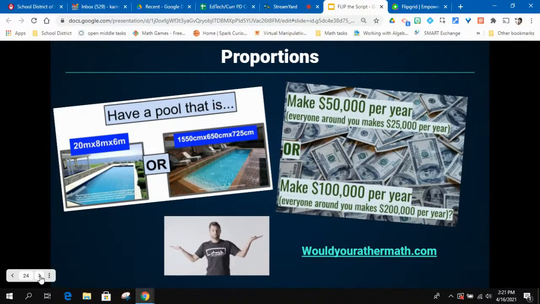Here's another one. Would you rather make $50,000 per year when everyone around you makes $25,000 per year, or make $100,000 per year when everyone around you makes $200,000 per year?